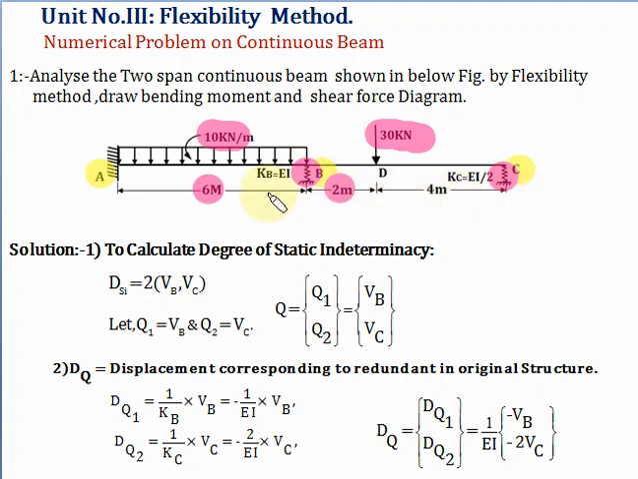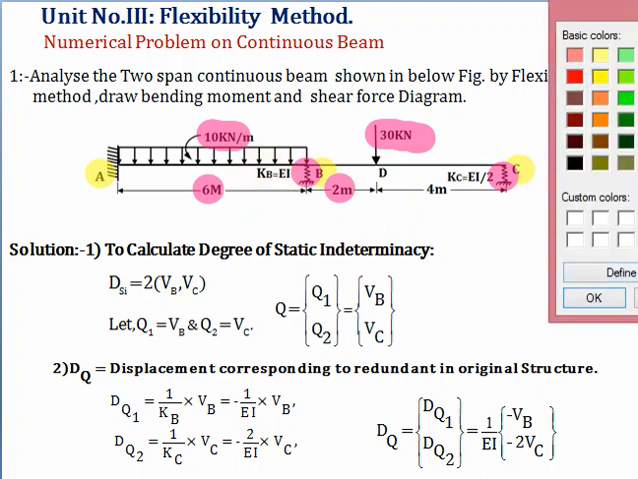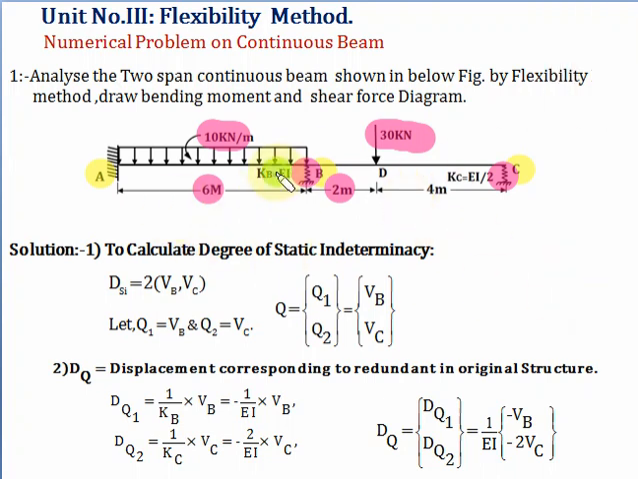Now they have given here KB, which is the stiffness of spring. So the stiffness of spring at support B is given equal to EI, and Kc is the stiffness of spring at support C, which is given by EI by 2. So KB and Kc are the values of stiffness of the springs.